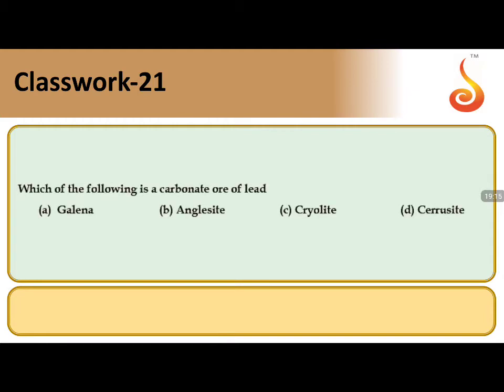Okay, coming to the 21st question. Which of the following is a carbonate ore of lead? Let us write the formulas for each one. PbS is galena, lead sulfide. Anglesite is PbSO4. This is also known to you. Cryolite formula Na3AlF6. This is also known to us. And cerussite formula, what is the formula? PbCO3. Very good. That's the formula. Now, if you have all this, your answer is on the screen now. Which is the carbonate ore of lead? Yes, cerussite is the answer. Carbonate ore of lead. So the answer should be option D.